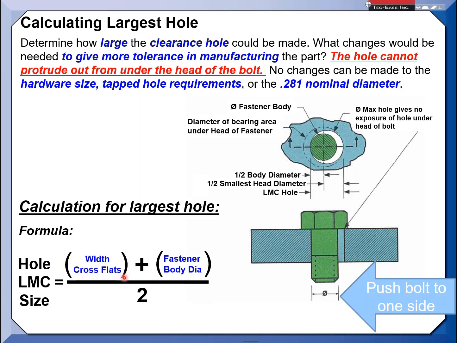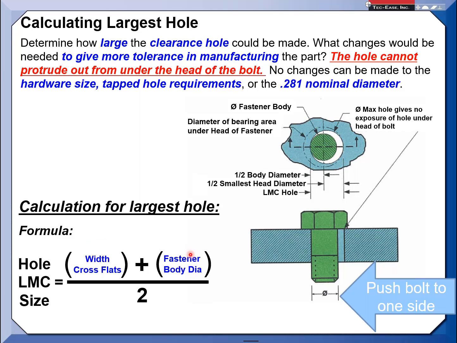So to derive the LMC size of the hole, in this case being a hex bolt, take the width across the flats, add the fastener body diameter together, and divide that by 2, and that will give you the hole at LMC. Now, what values to use is the question, and I'm going to show you.